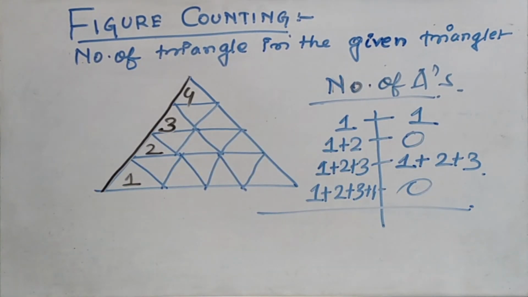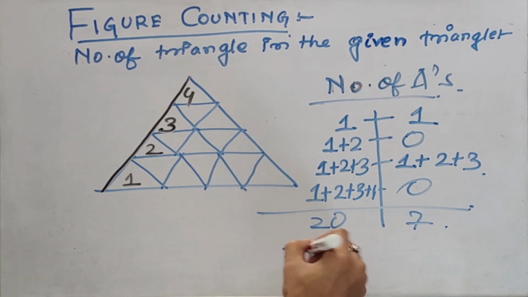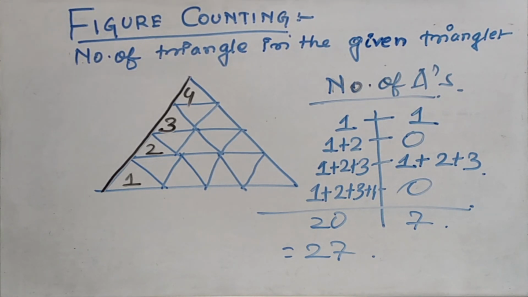Now calculate it and get the result. This will give you 20 and this will give you 7. So 27 number of triangles are present in this figure. So I hope it is clear to you.